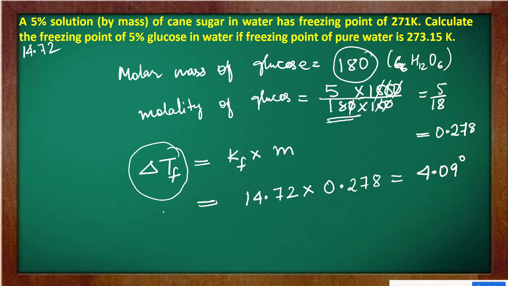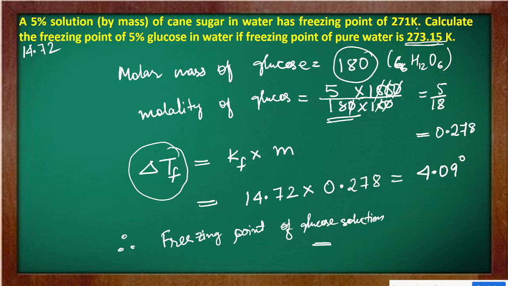Therefore, the freezing point of the glucose solution will be equal to the freezing point of pure water, which will be higher, minus the change in the freezing point, that is 4.09. Now when you subtract these two, you will get your final answer, which will be in Kelvin. That will be your answer here.